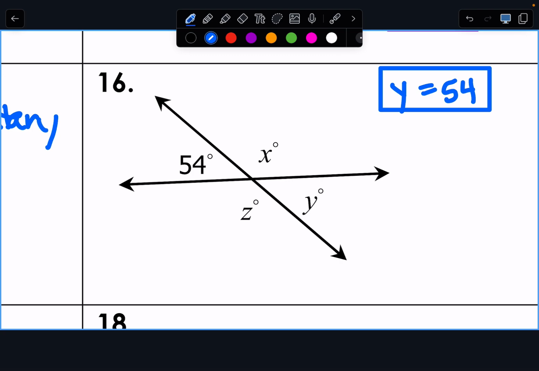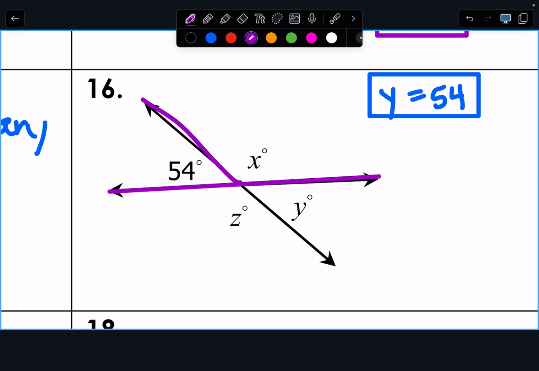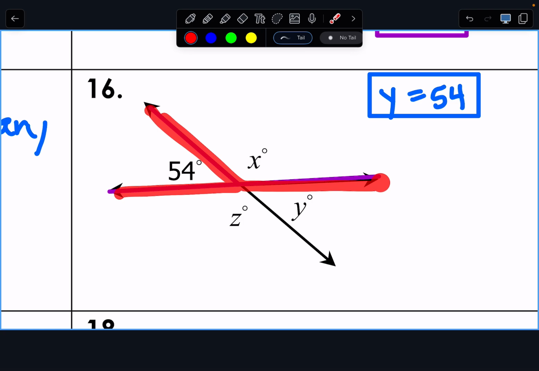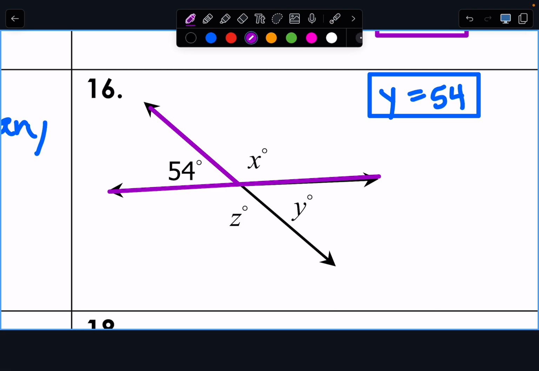So what I'm going to do, this is a line, right? We have the vertical angle relationship with 54 and y, but what's true about, that was a terrible line. What's true about angle 54 and angle X? Angle 54 and angle X, they make a straight line. They're supplementary. So if I want to find angle X, I know that X plus 54 is 180.